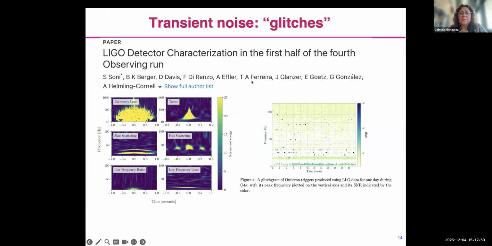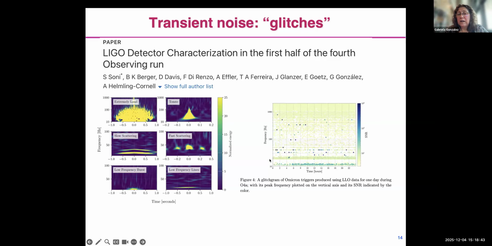This is a recent paper. I see that I will add the reference here. The reference is new, but this is in Classical and Quantum Gravity. A paper led by Sid Soni, also a young early career person, but with a lot of other people, Debasmita among them. And these are spectrograms from those glitches. These are extremely loud glitches, lots of yellow there. There are some others that are not so strong. There are some that look like arches. These are the ones that Smith is going to talk about later.